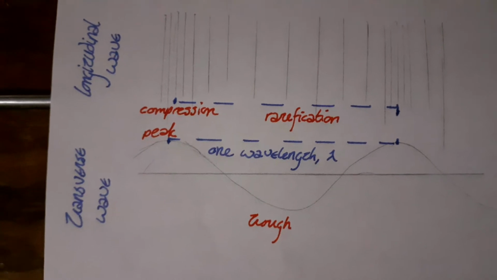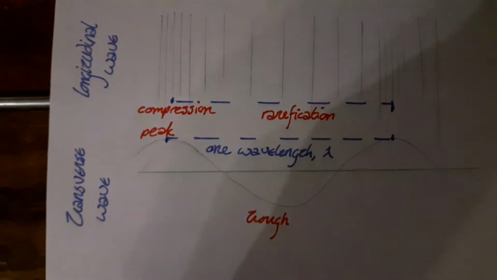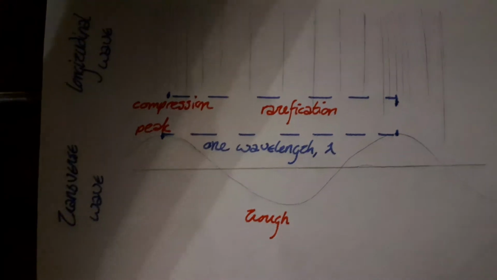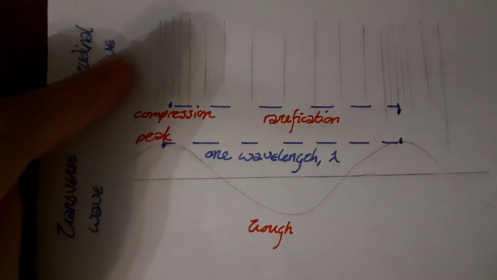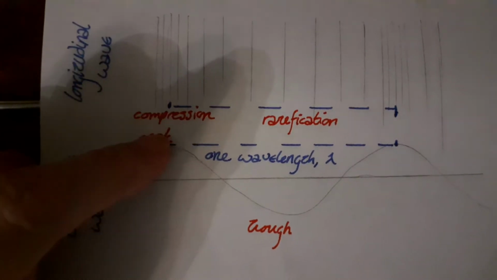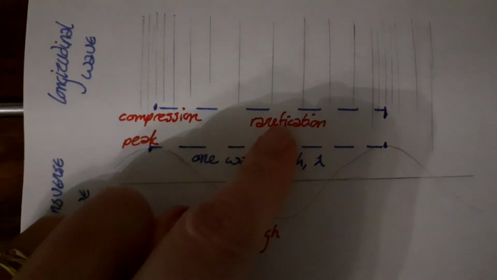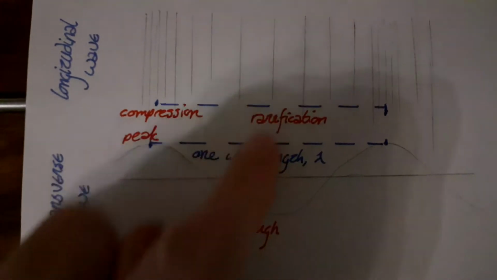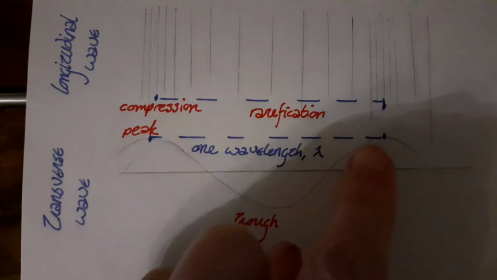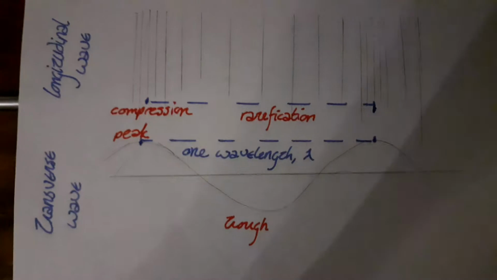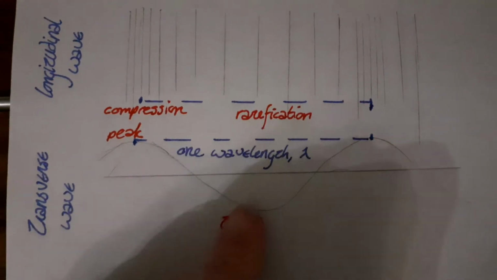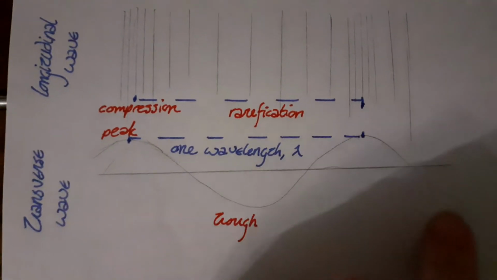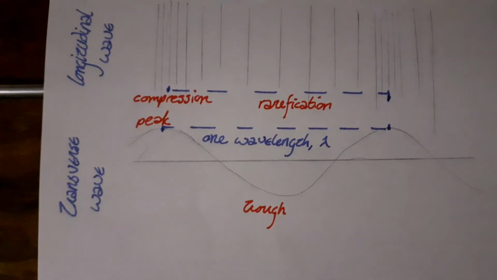So to make it easier, we draw our sound waves as transverse waves. Okay, so we don't always have to draw them as longitudinal waves. Our compression and our peak match up, and our rarefaction and our trough match up. Okay, so at each peak, we've got a compression, and we can imagine our sound waves, compression, rarefaction, compression, rarefaction, compression, and so on and so forth.